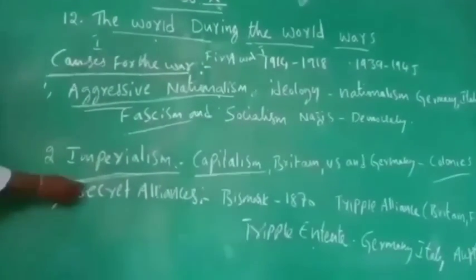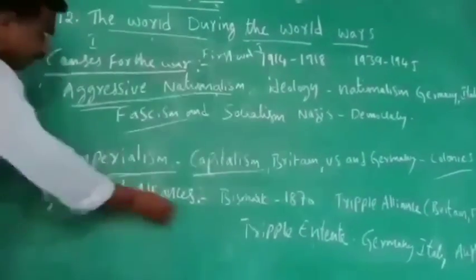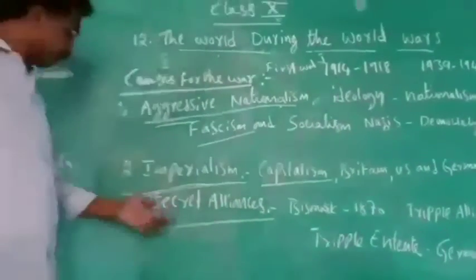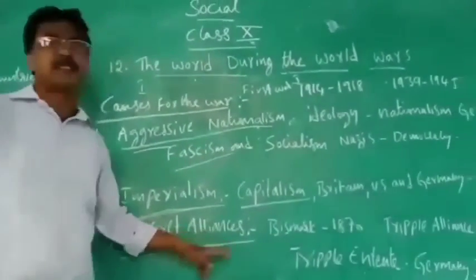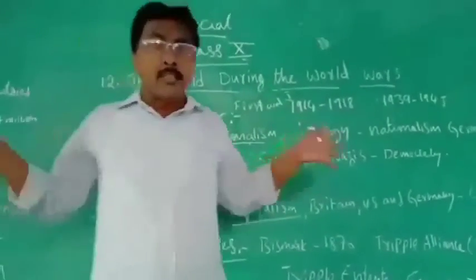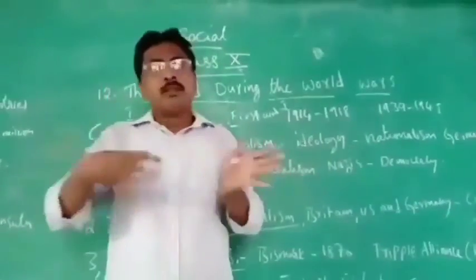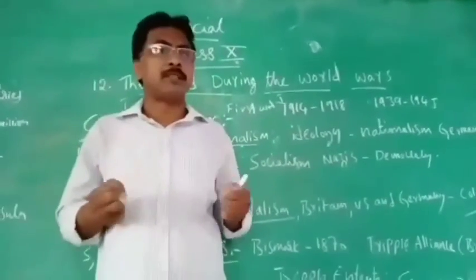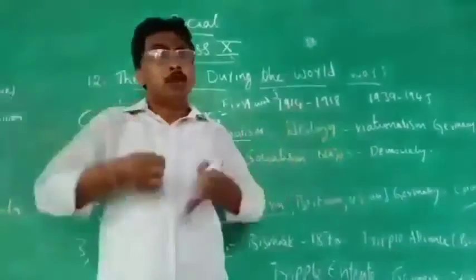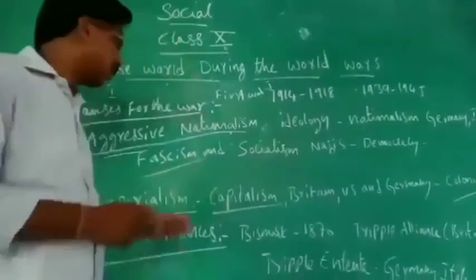And the next one you see is secret alliances. Another cause is secret alliances. What is called secret alliances? Secret alliances means secretly some countries joined together. They made groups secretly, that is secret alliances. What are the secret alliances?